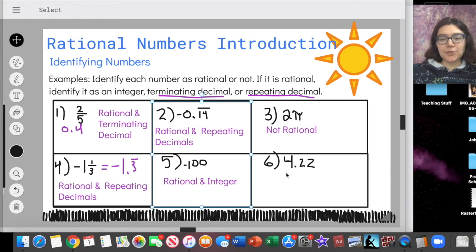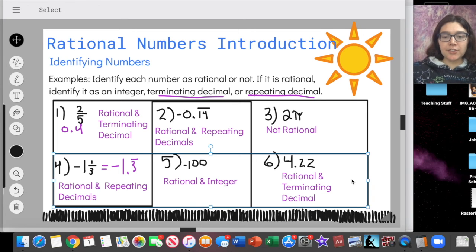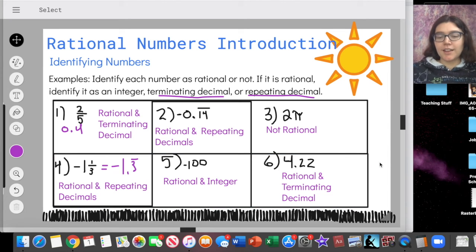Okay, and then lastly, you have 4.22. Okay, so 4.22 is rational and it's a terminating decimal. Something that could have tripped you up here is we have 22, so there's that repeating thing. But a repeating decimal has to repeat and go on forever. So we either need a repeating bar or we need 22 dot dot dot, meaning that it's going to be 2 2 2 2 2 2 2 2 forever. But that's not what this says.